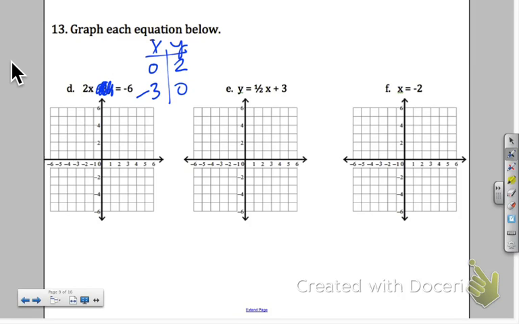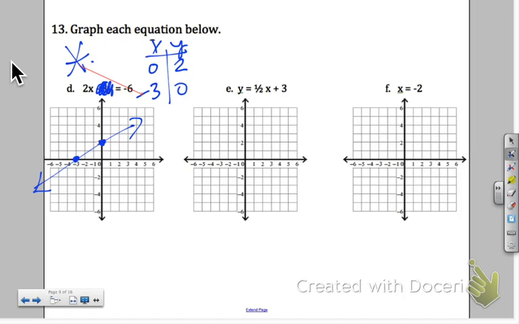Be careful of your signs here. A lot of people tend to make mistakes on that part. So I'm going to graph (0, 2) and (-3, 0). There we go. If you get it in y equals form, that should also give you the same equation.